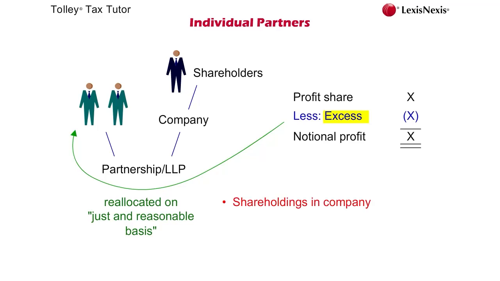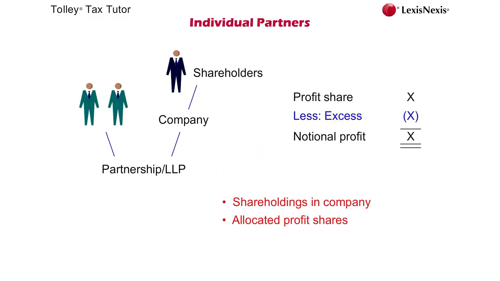HMRC guidance states that relevant considerations would be the extent of the individual partner's shareholdings in the corporate member and any informal agreements between the partners. In the absence of any other detail, the starting position would be to reallocate the excess profit using the same proportions as the individual's actual allocated profit shares for the accounting period prior to the reallocation of the excess profit.